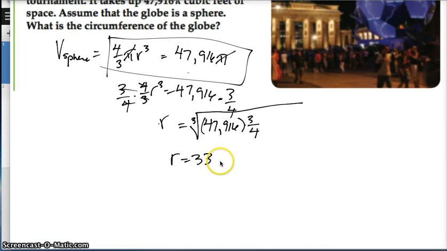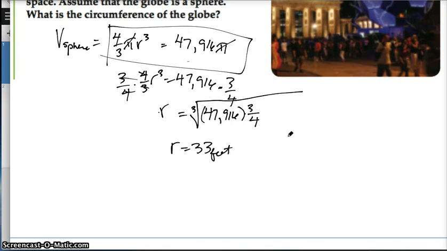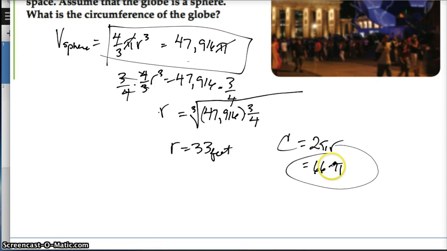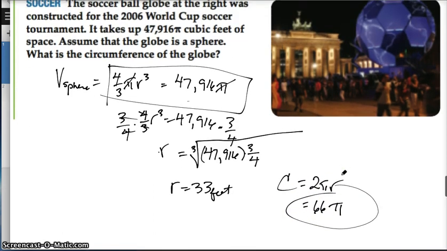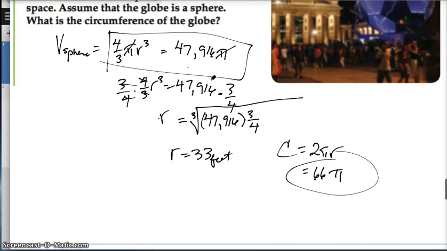So now r is equal to 33, and what are we talking about? Feet here. We're talking about 33 feet. And so now to find the circumference of that great circle or of the globe, the circumference is equal to 2 pi r, or the circumference is equal to 66 pi, because 2 times 33 is 66. I'm just going to leave it like that because they had it in pi form too.